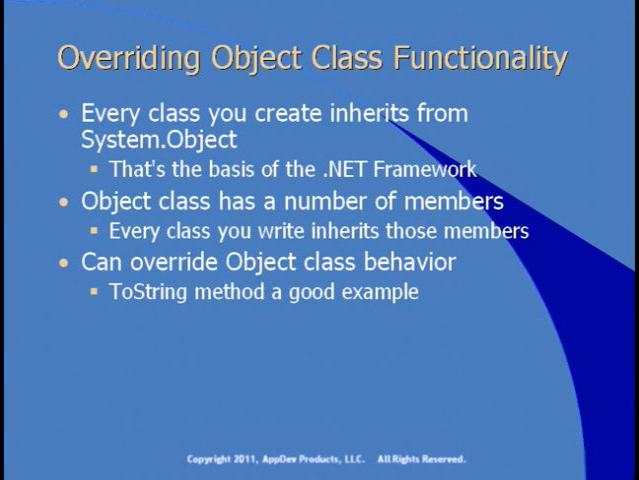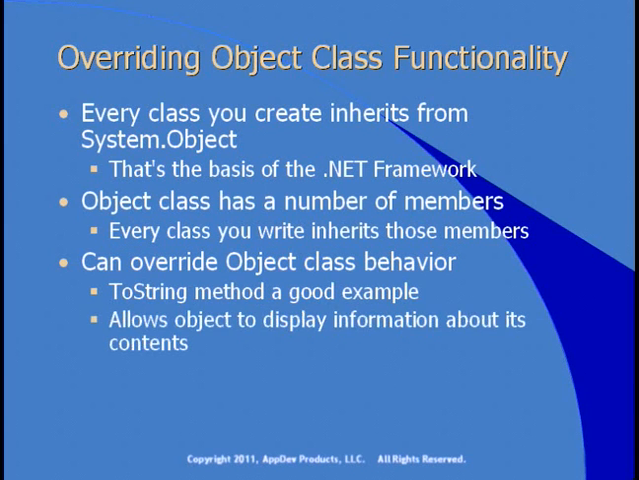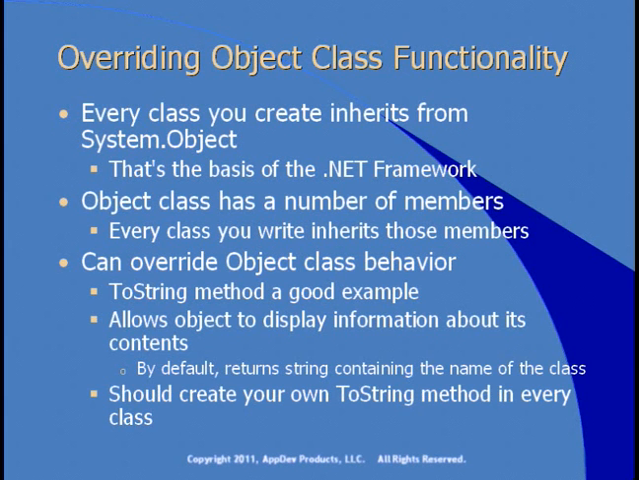The ToString method is a good example of this. This allows an object to display information about its contents. By default, this returns a string containing the name of the class. Not very useful. You should definitely create your own ToString method in every class you create. This makes your class more useful. Let's try it.